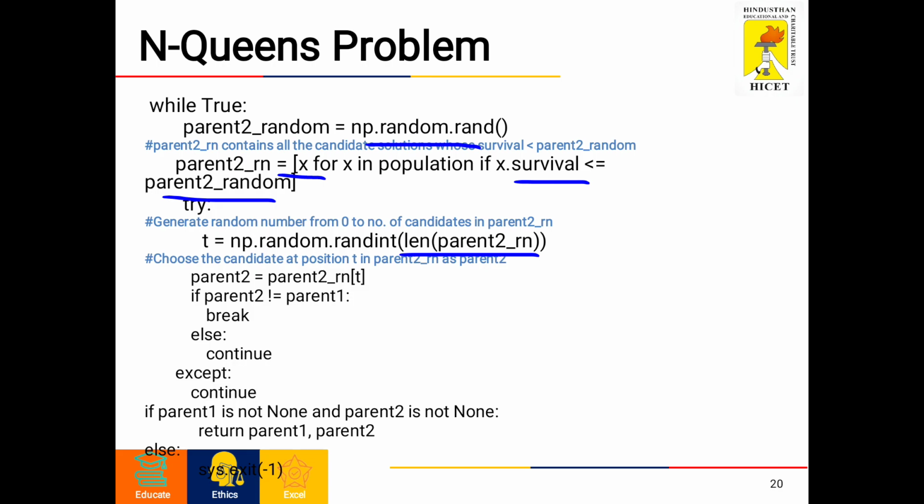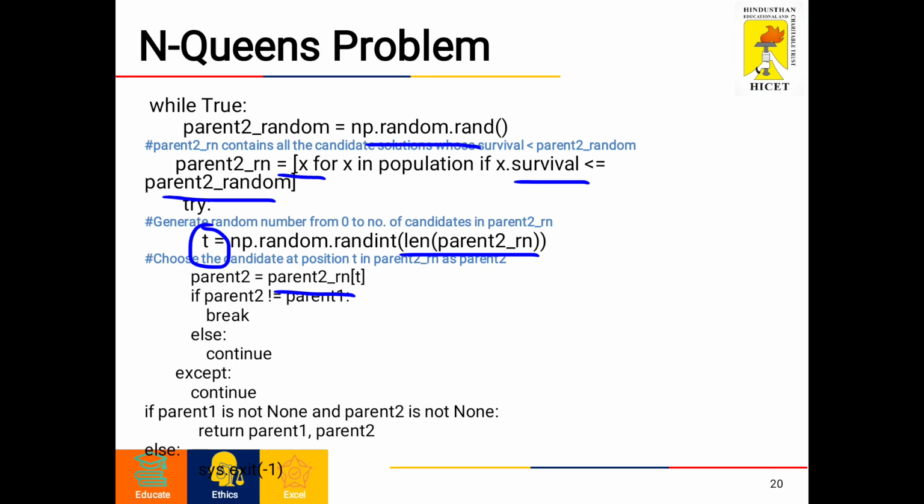In order to ensure that, first we find the length of the individuals in the parent2_random list. Then a random number will be generated from 0 to the number of individuals present in parent2_random, and that will act as an index. Whichever individual is at that index value will be assigned to parent 2.